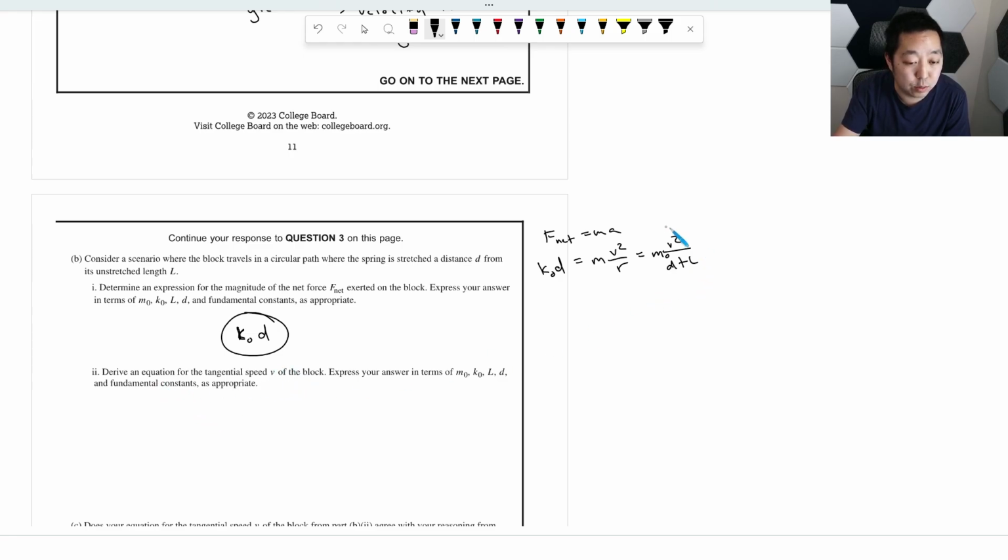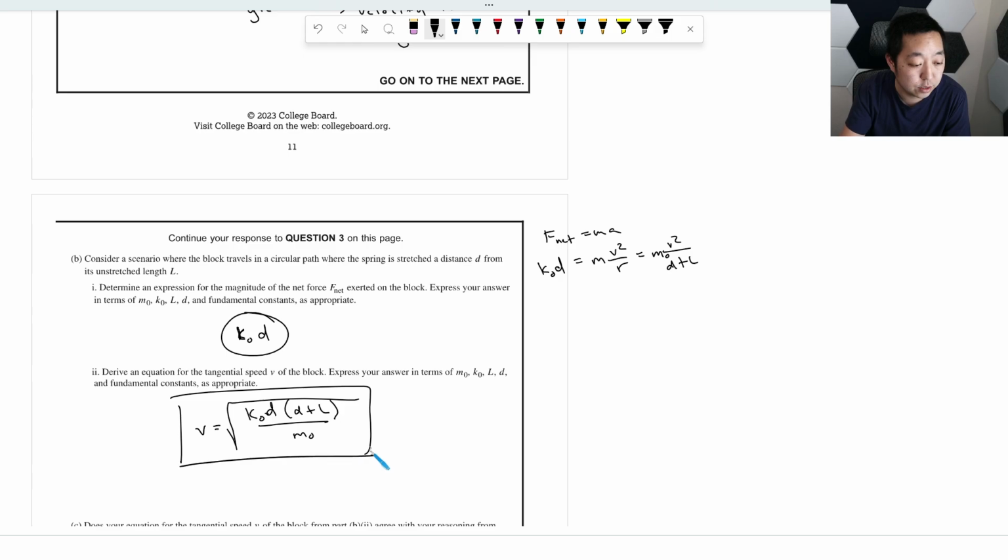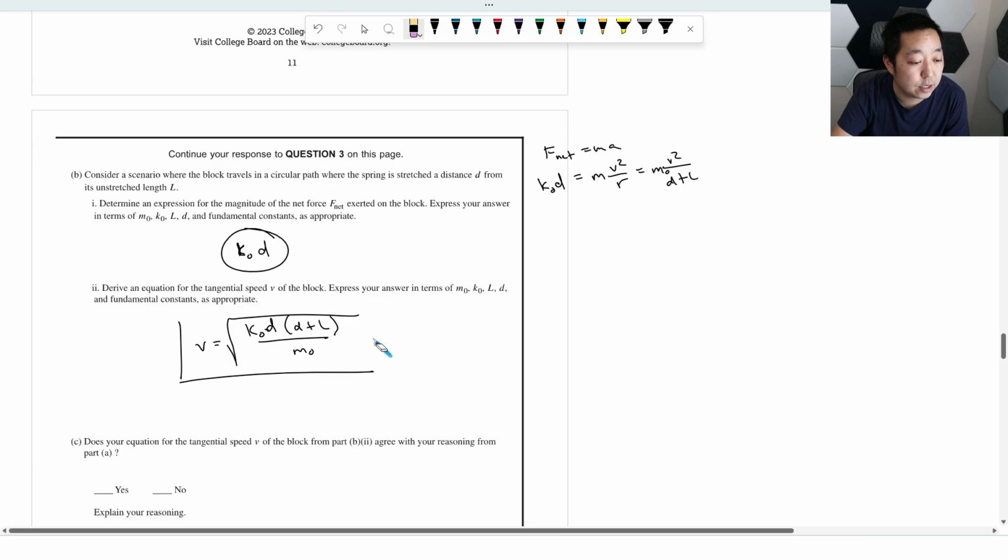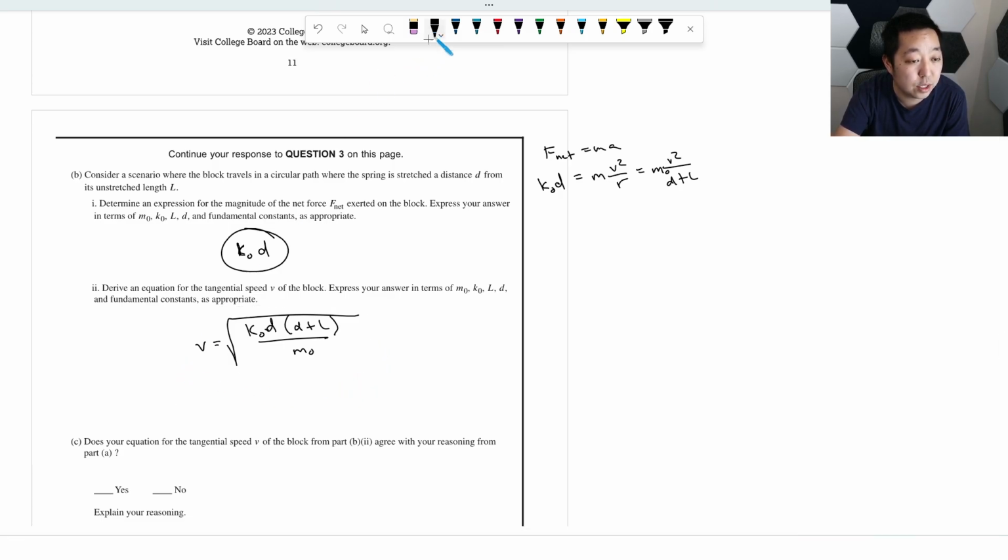For the tangential speed of the block, we would use this and then solve for v squared. So it'd be k0 d times d plus l divided by m0. Then I'm going to multiply by d plus l, divide by m0, and take the square root of that. So that would be my answer there. Anything else? Did I only use those values? I think I did: k, d, m0. Okay, yeah, that's good.